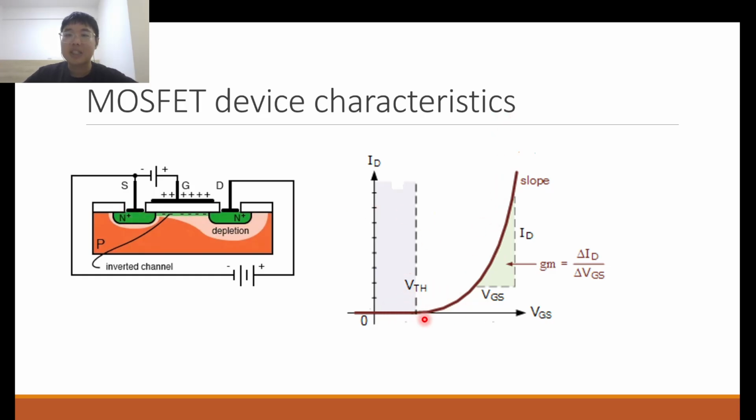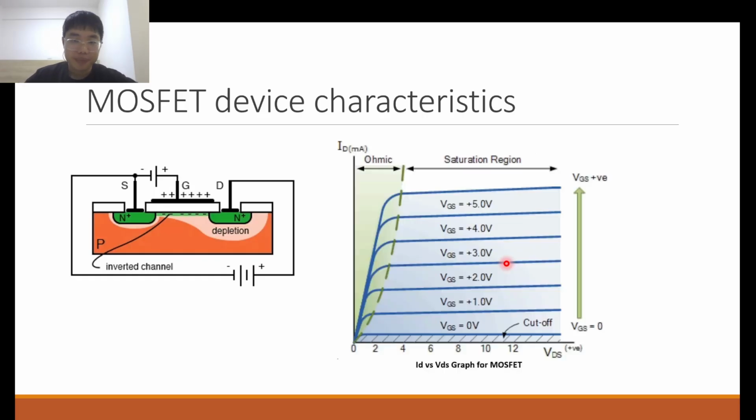So we can define certain device characteristics, such as the threshold voltage and the transconductance, which is defined as the gradient of the drain current against the gate voltage, after the threshold voltage. And what about how the drain current varies when the drain source voltage is varied?